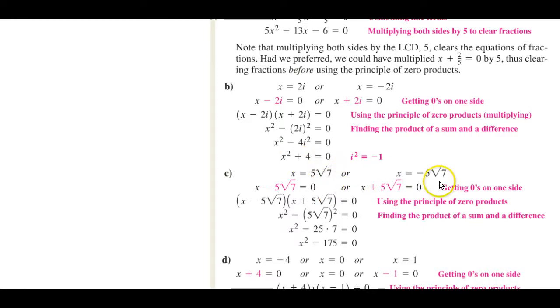And this one again, they're conjugates. So you can set them up as conjugates. And you square the x's, multiply that. That's going to give you a negative. 5 times 5 is 25. Square root of 7 times the square root of 7, square root of 49, which is 7. And then 25 times 7 is 175.